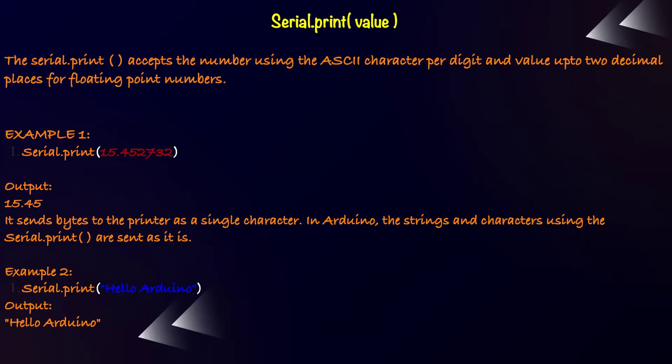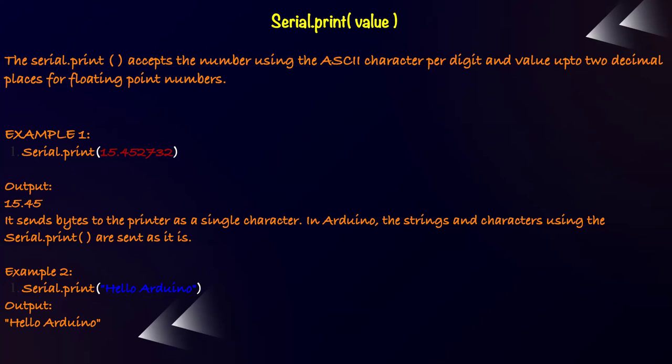So see the example. Serial.print 15.452732, some random decimal number. What is the output that we are getting? We are getting 15.45. You see, only 2 decimal places from here are being shown. Understood? That's what is being said over here. Only 2 decimal places. So it sends bytes to the printer as a single character.